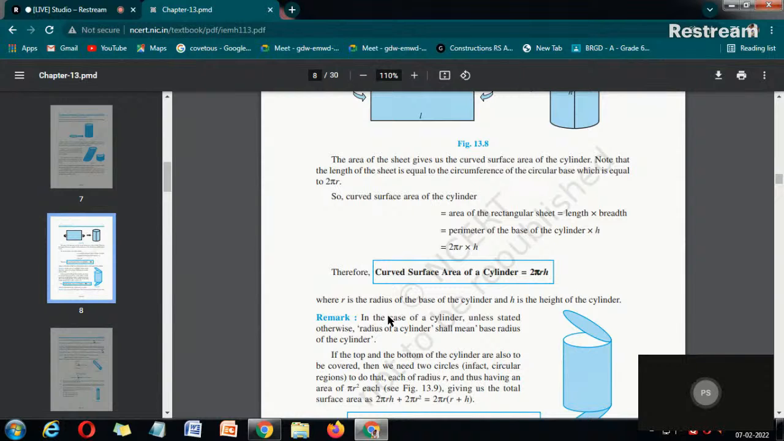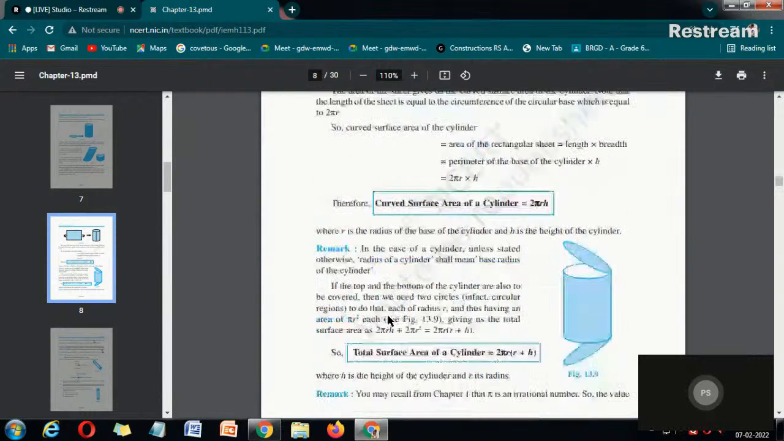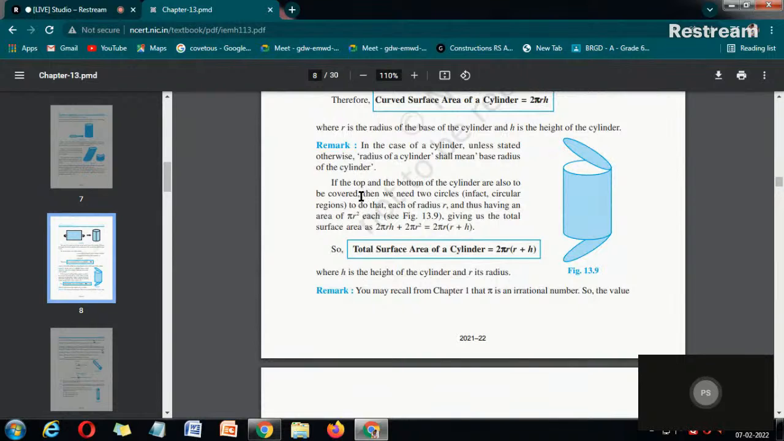In the case of a cylinder, unless otherwise stated, the radius of a cylinder shall mean the base radius of the cylinder. If the top and the bottom of the cylinder are also to be covered, then we need two circles, in fact circular regions, to do that. Each of radius r, thus having an area of pi r square, each giving us the total surface area 2 pi r h plus 2 pi r square, that is 2 pi r into r plus h. So the total surface area of a cylinder is 2 pi r into r plus h, where h is the height of the cylinder and r is its radius.